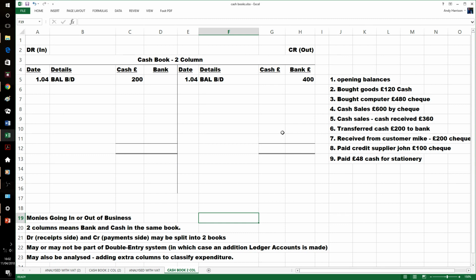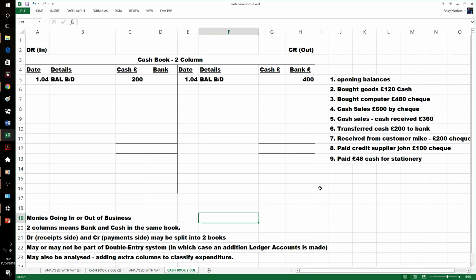So what we have in front of us is a standard 2-column cash book. There are no analysis columns. We'll have a look at analysis one with VAT later. We have a 2-column version. That means it's got cash and bank on both the receipts and the payment side, and we've got both the receipts and the payment side showing. Sometimes they're kept on separate spreadsheets. It's a good idea in terms of job segregation and fraud prevention to stop people having access to both sides.